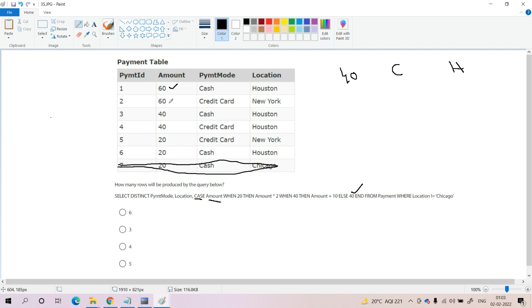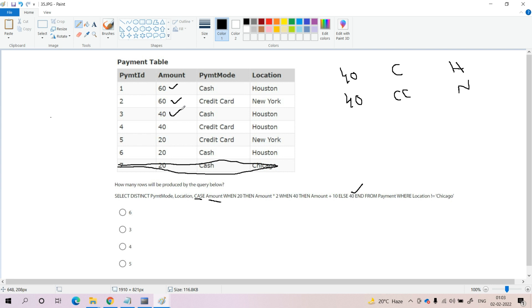What about the next one? If the amount is 20, then only we need to multiply it by 2, or if the amount is 40, then only we need to add 10. Otherwise we need to take 40. The amount is 60, so just take it as 40. And here the payment mode is credit card. CC stands for credit card and the location is New York. This is the second row that we are getting.